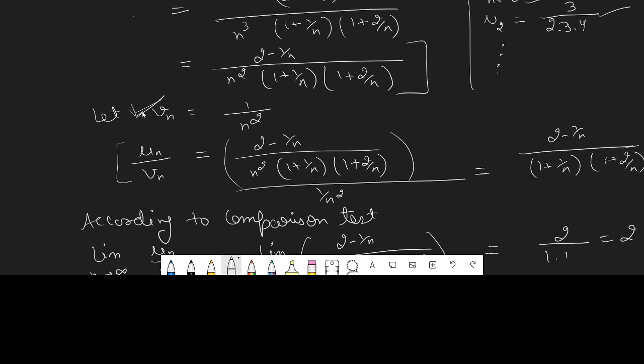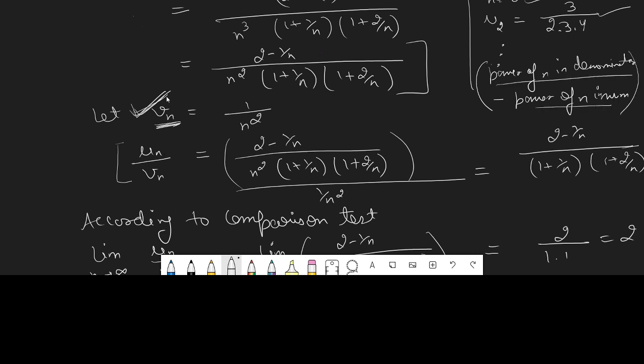Now for the comparison test, we need an auxiliary series. The auxiliary series we take is Vn equal to 1 by n squared. There is also a method for finding the auxiliary series: take the power of n in the denominator minus the power of n in the numerator. This is a shortcut method to find Vn. Here the power of n in the denominator is 3 and in the numerator it is 1, so 3 minus 1 is 2. So Vn is equal to 1 by n squared. It applies in most of the questions.